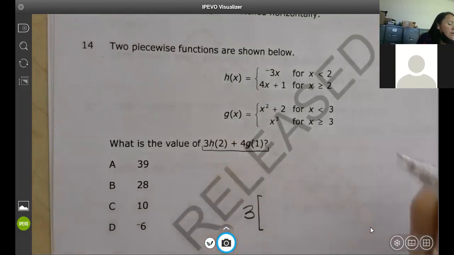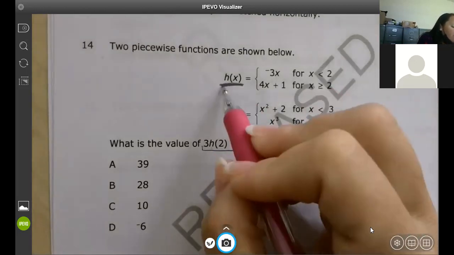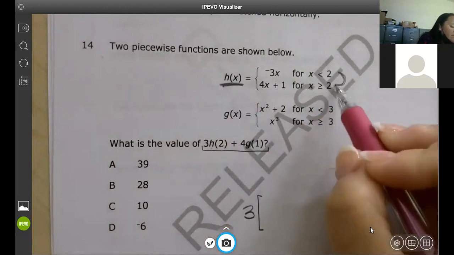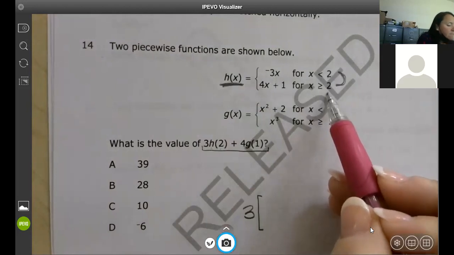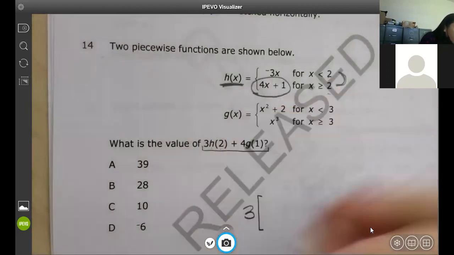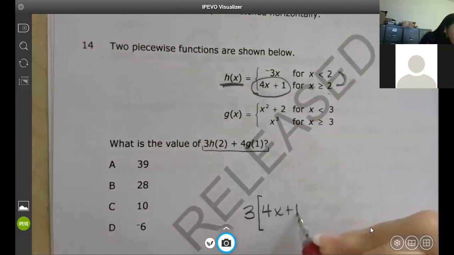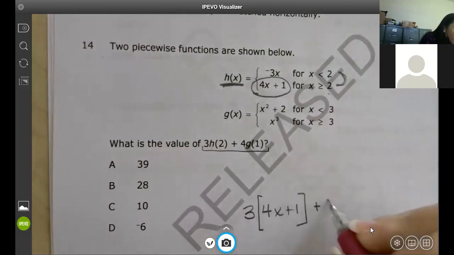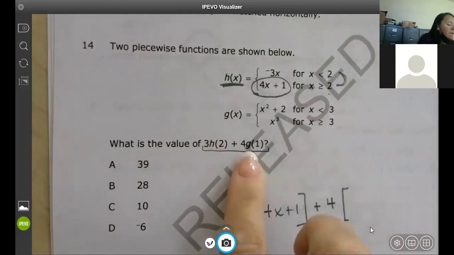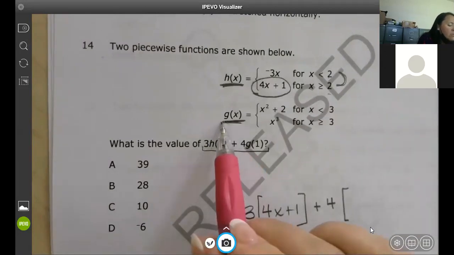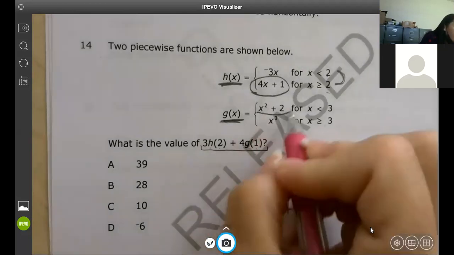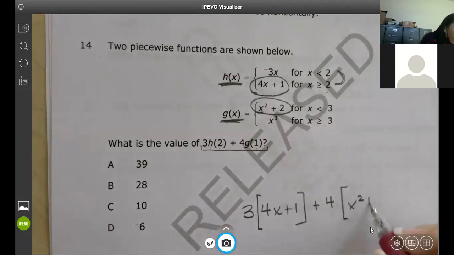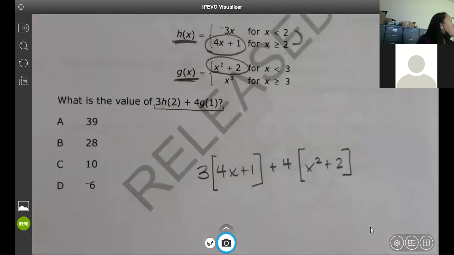H of 2. So we look up here for our h's. Which one are we going to use out of these two if I'm plugging in 2? The one that's less than 2 or greater than or equal to 2? Plus 4 times g of 1. G of 1. So we're going to look at g. Which one would entail 1? Less than 3 or greater than or equal to 3? Is everybody okay where that stuff came from?